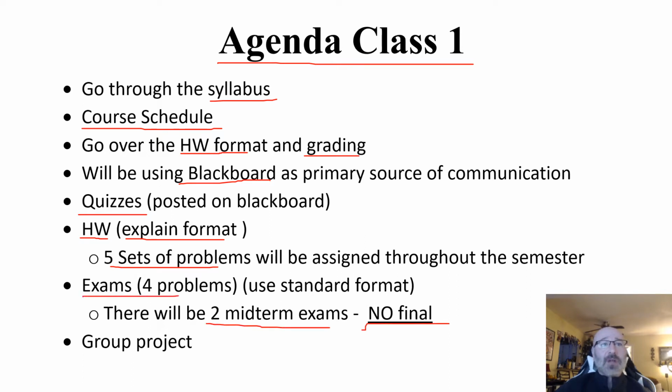For the exams, you're going to be anywhere from 2 to 4 problems using the same standard format that we see in the homework problems. And the last thing we're going to talk about is the group project. A portion of your grade this semester is going to be dedicated to a group project that you guys are going to put together. They'll be due at the end of the semester.